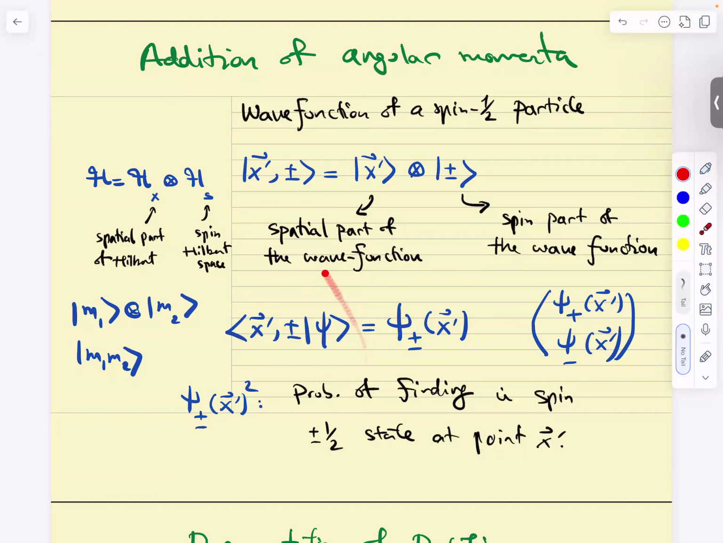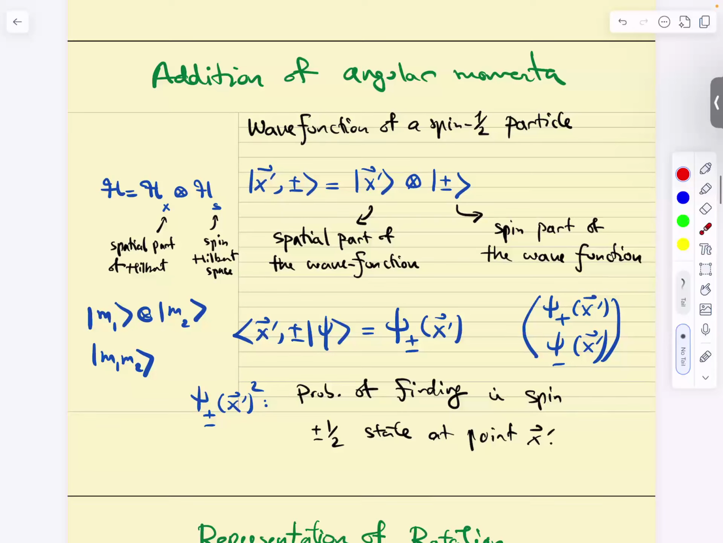All right, so here's a wave function. And the interpretation of it, well, it has two components, right? Each of these has to do with the spatial part, and then the two components have to do with spin. Psi plus minus x prime squared is the probability of finding a particle of spin half in the plus half or minus half state at point x prime, right? This is just notation and foundation of what these wave functions are like. Good.